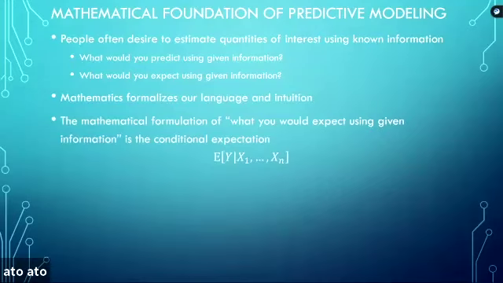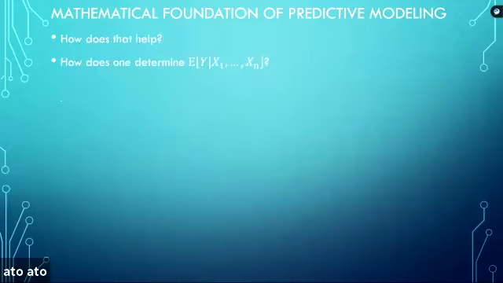Well, it's always mathematics to the rescue, because mathematics formalizes our language and our intuition. The mathematical formulation of what would you expect given certain information is what's known in math as the conditional expectation. It's not just the expected value of y, it's what you would expect of y given certain pieces of information, given your x's. And this itself is a random variable.